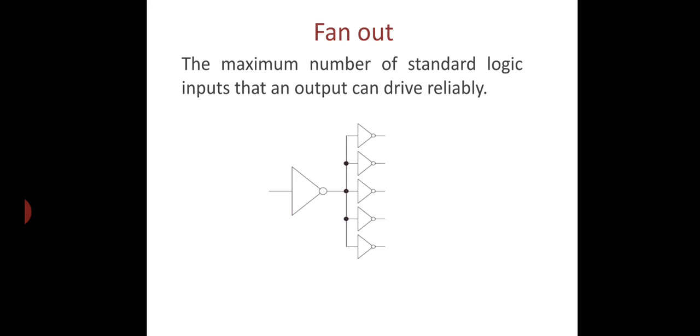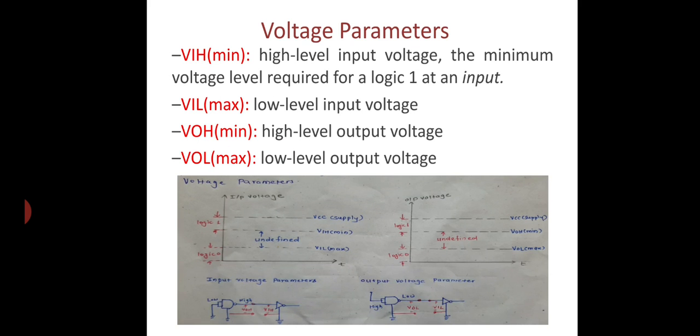Moving further, the next characteristic is voltage parameters. Generally, we say 0 is a low level and 1 is a high level. We can define the voltage parameters as input voltage parameters and output voltage parameters. As shown in the figure, generally 0 to VIL is the low logic level, and from VIH upwards is the high voltage level.